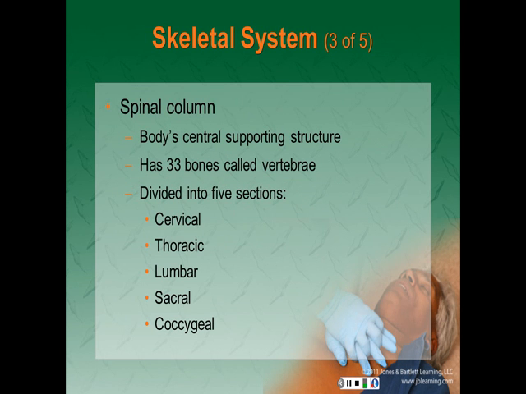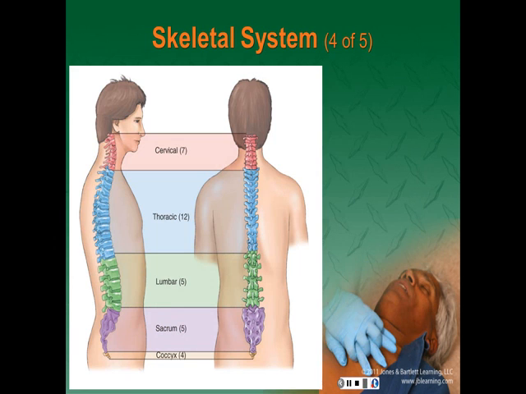The spinal column is the body's central supporting structure. It has 33 bones called vertebrae and is divided into 5 sections: the cervical, thoracic, lumbar, sacral, and coccygeal. And you can see those here. Cervical vertebrae are 7, thoracic are 12, which pair to our 12 ribs, the lumbar are 5, the sacral are 5 fused, and the coccygeal are 4 fused.